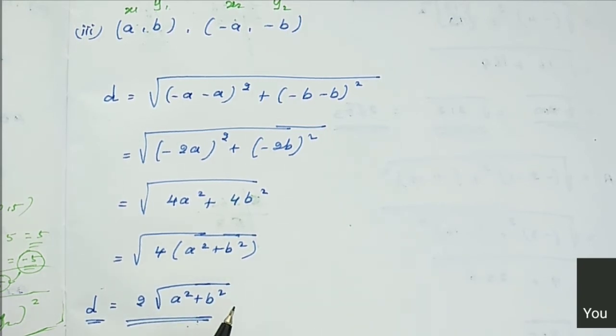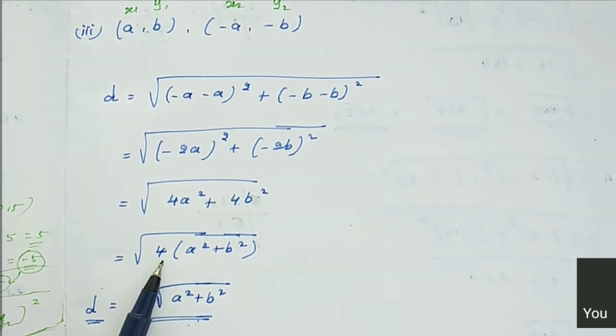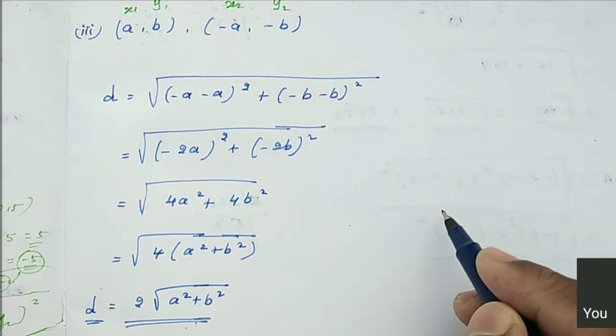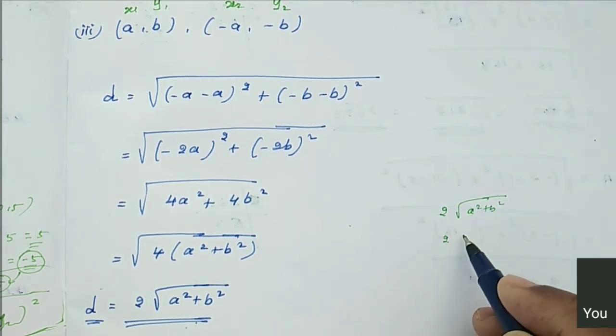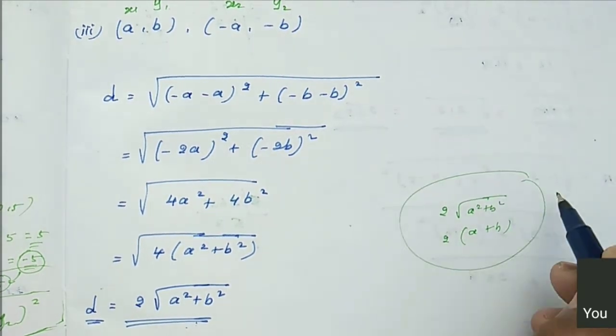Are you all clear? Why should we not take this root here? Because here also a squared, here also b squared, a squared plus b squared. Why should we not take a root? Here I took the 2 alone, the 4 alone, from this root. Here also a squared. Shall we take 2a plus b? Why can't we? That is my question. Why can't we take this?